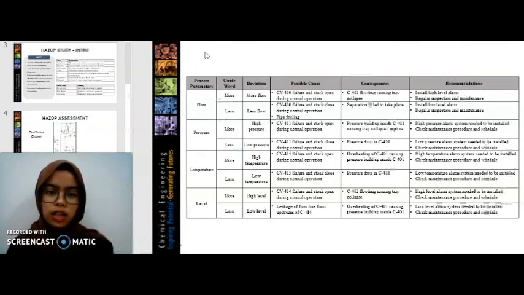Next, what if less flow goes into the column? The possible cause may be control valve failures, blockage at the feed line, or pipe failing or leakage somewhere in the upstream feed line. That leads to separation failing to take place because of the column drying out, or feed accumulation in the piping leads to pipe burst because of pressure building. The recommendation is also the same: we can install a low level alarm or check the maintenance procedure and schedule.